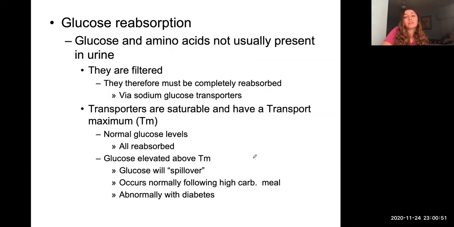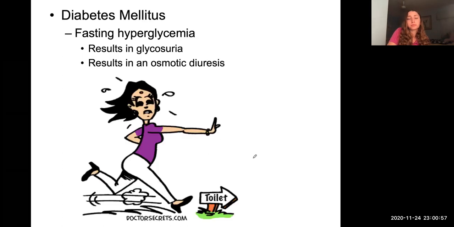All right. Glucose reabsorption: it's most likely reabsorbed, except following a high carb meal.